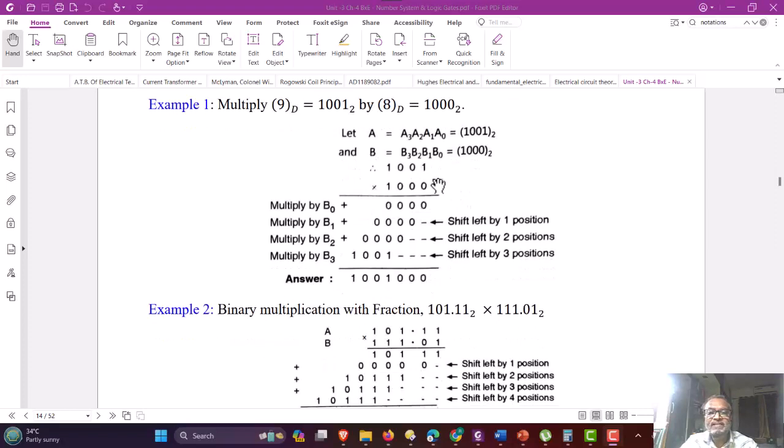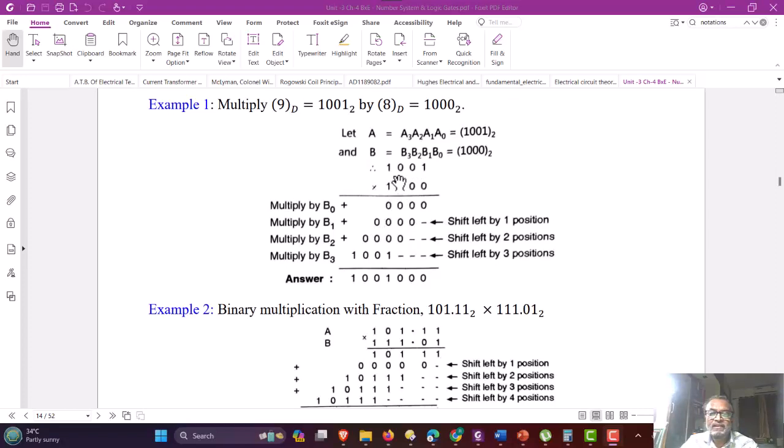Now consider the B0 bit of the multiplier. This 0 is multiplied by 1001. The partial product is 0, so we have written the partial product 0000. Now we take the bit B1, that is also 0. The partial product 1001 into 0 is 0. Again we add this partial product by shifting it left by one position.